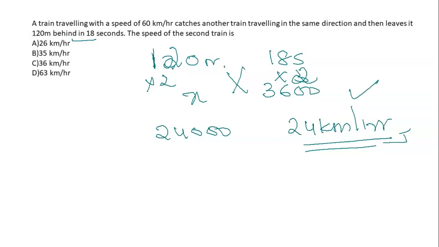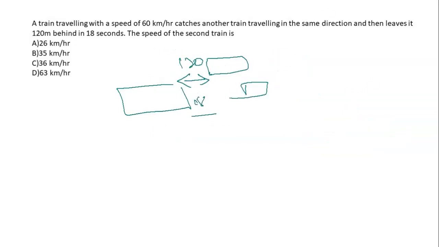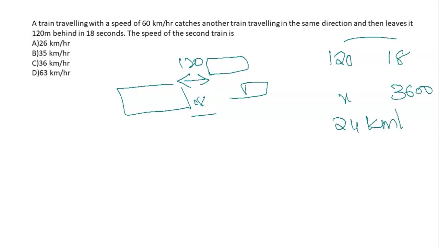This is the relative speed. One train is traveling this way, and a train from behind overtakes it and makes the distance between them 120 meters in 18 seconds. So that 120 meters is crossed in 18 seconds. Okay? This is the relative speed, because the train from behind is going in the same direction. For 3600 seconds, you'll get 24 kilometers per hour. So this 24 kilometers per hour is the relative speed of both the trains together.